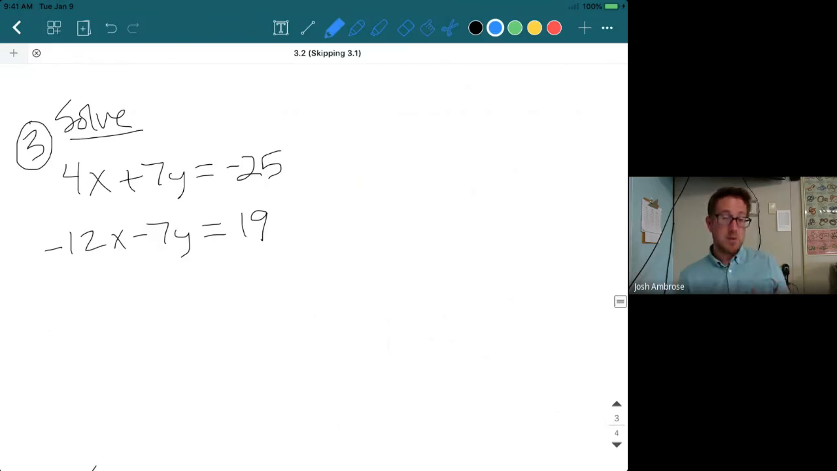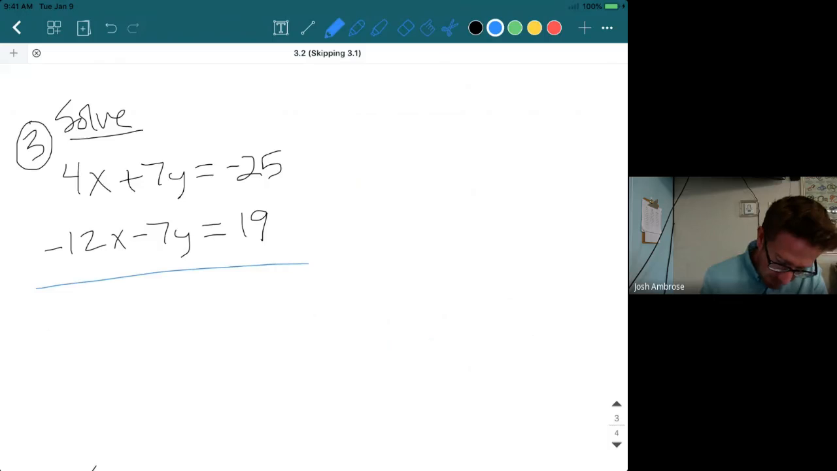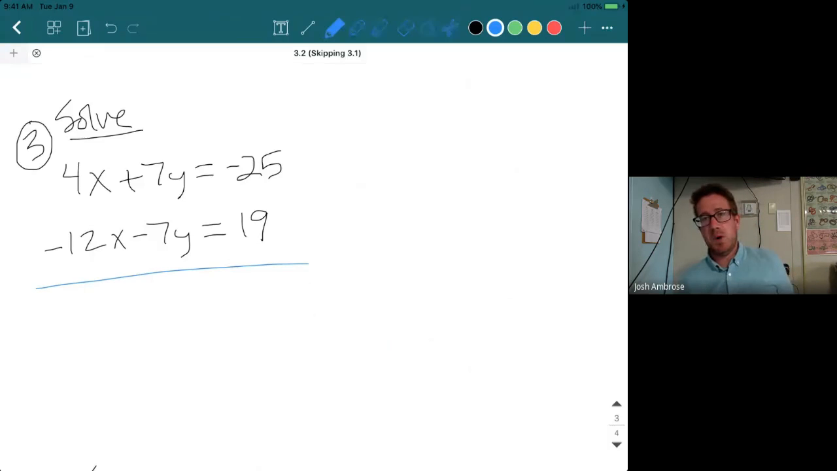All right, so in this one, we're going to use the elimination method. Here's why. For starters, x and y are on the same side, but also take a look at those coefficients. None of those coefficients are 1. So in this case, we are going to eliminate one of these variables. And which variable is easiest? The y. The y is easiest because notice they have the same coefficient. They're just opposite signs.